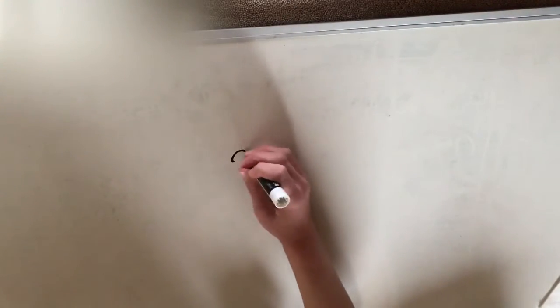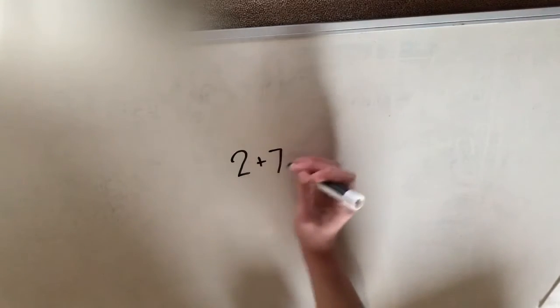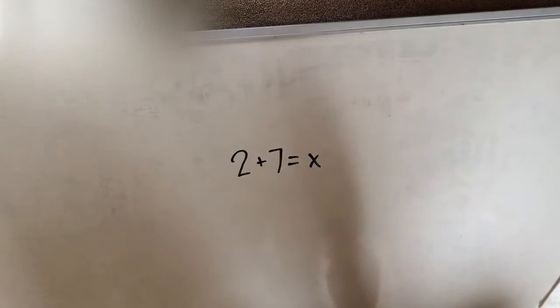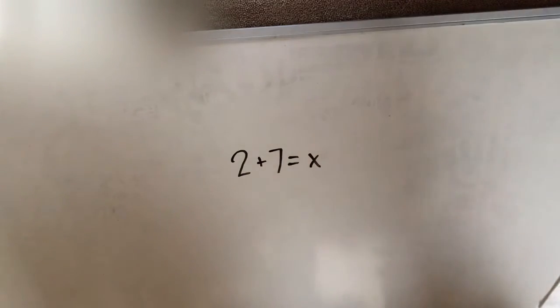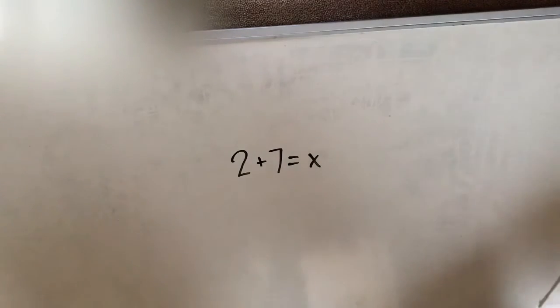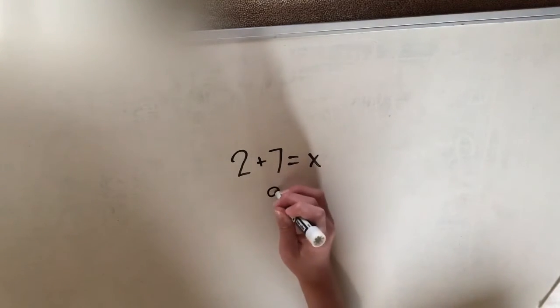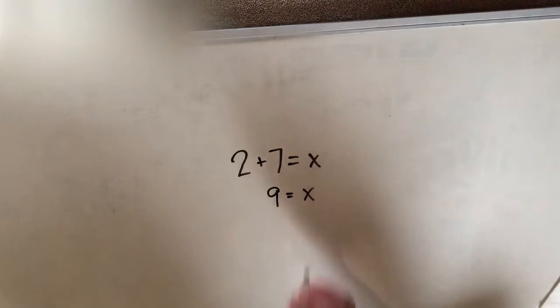So we can go back to variables now. If we have 2 plus 7 equals x, and x is unknown, it's really easy to find the value of x because the x is isolated. And what that means is that it's just by itself on one of the sides of the equation here. So all we have to do is simplify the other side of the equation to find x. So if we simplify 2 plus 7, we get 9 equals x. So the value of x is 9.